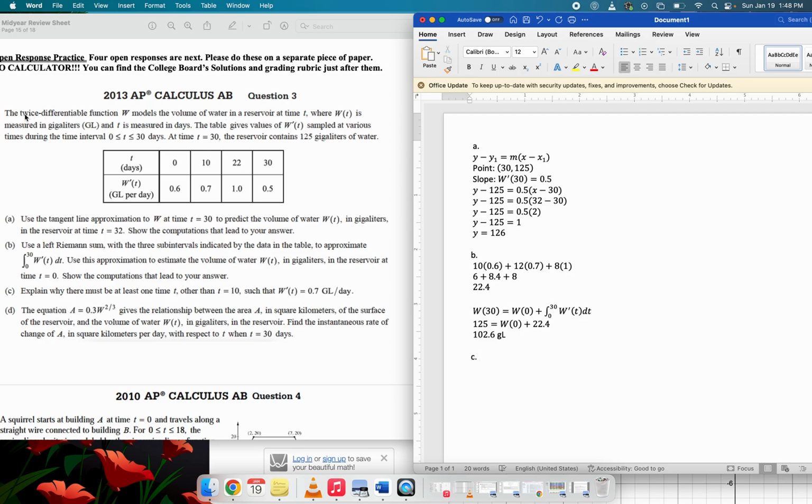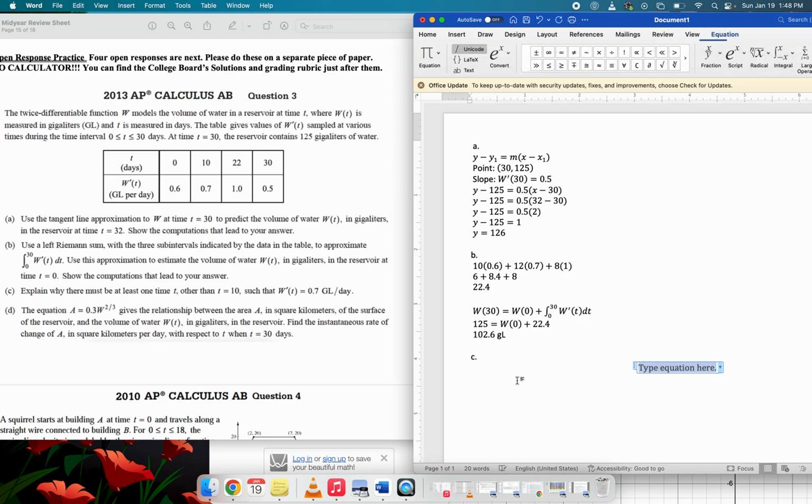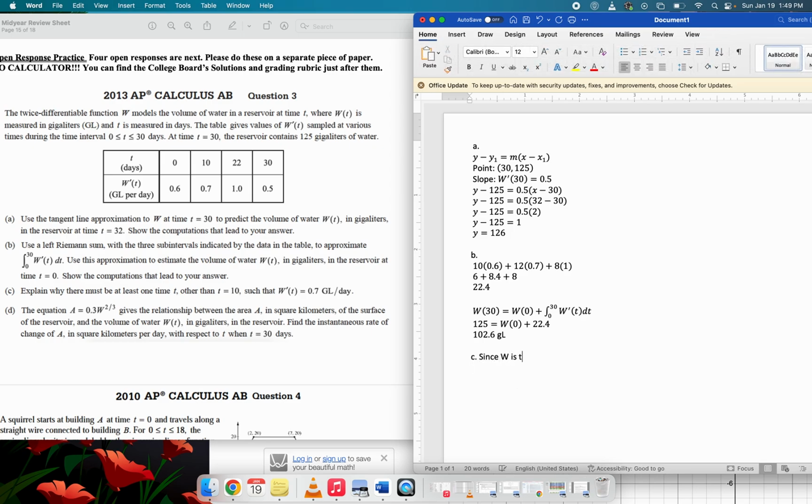What do you know about W? They tell you it's twice differentiable. Well, that means that you can take the derivative twice, okay? That means in particular that, since W is twice differentiable, W prime is differentiable, because you can take the derivative twice, right? So W prime is differentiable. But you might remember that if a function is differentiable, then it is continuous. Differentiability implies continuity. So this allows us to say that, therefore, W prime is continuous, and that allows us to use the intermediate value theorem.